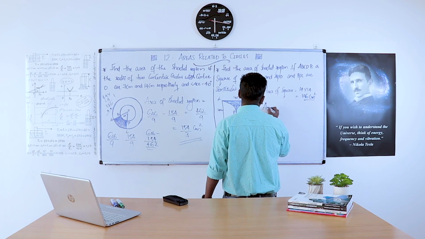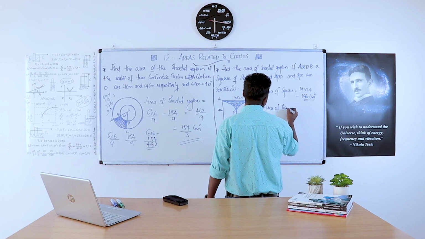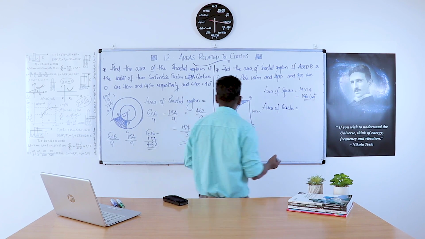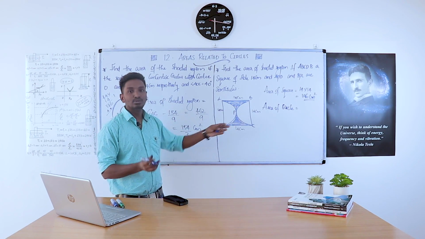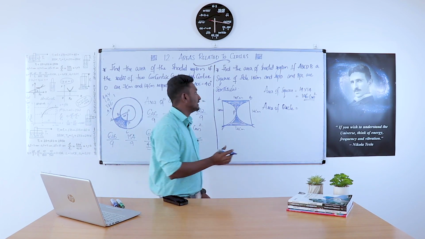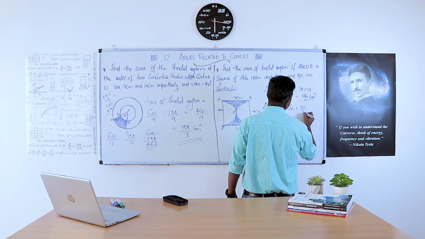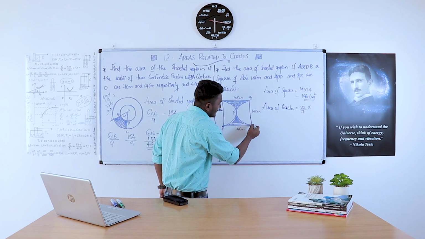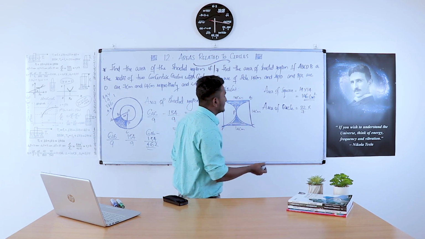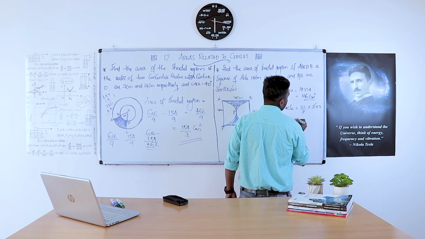Now I am going to find the area of circle. Why am I finding the area of circle? Because here in this square we are having two semicircles. So these two semicircles together make a circle. So area of circle is pi r square, that is 22 by 7 into, what is the radius of the circle? We know that this is the diameter of the circle. Diameter is 14, then radius is 7. 7 into 7. Cancel. 22 into 7, it is 154 centimeter square.